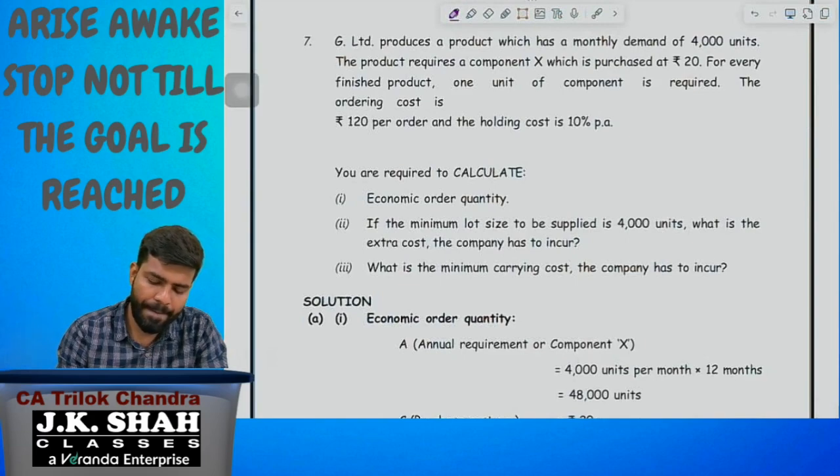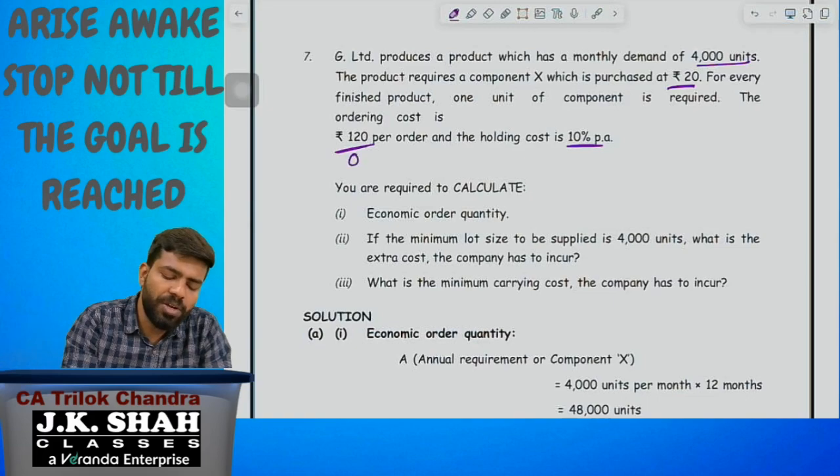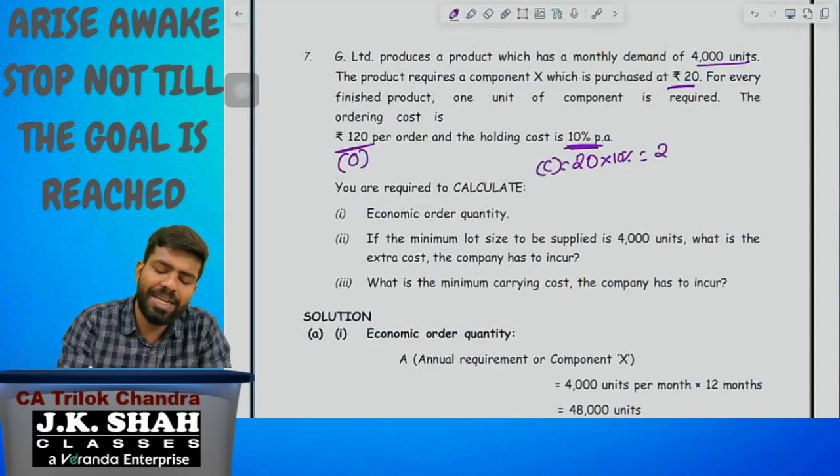Question number 7. Look at this question. G Limited produces a product which has a monthly demand of 4,000 units. Look at the wording. The product requires a component X, which is purchased at rupees 20. For every finished product, 1 unit of component is required. The ordering cost is 120 per order and holding cost is 10% per annum. 120 is O. The 10% should be applied on 20 rupees: 20 rupees into 10% equals 2. This is the carrying cost.